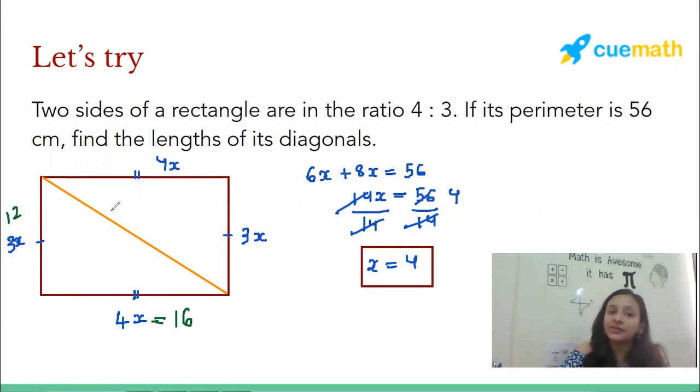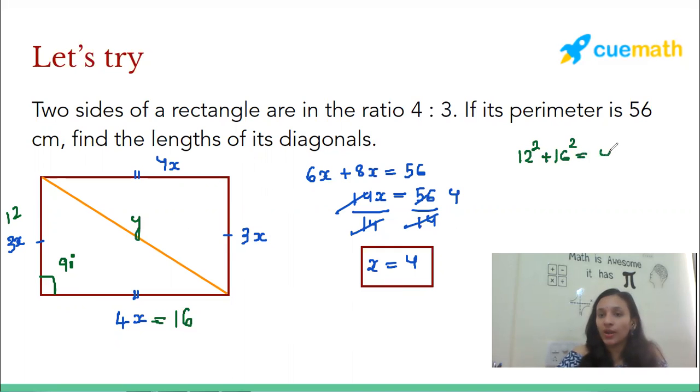Now, how would you find the length of the diagonal now? As this is always 90 degrees, this entire triangle, 12, 16, and this orange line, which is a diagonal, is a right angle triangle. So you can make use of the theorem which is the Pythagoras theorem. That basically tells you the sum of the squares of the 2 legs of the right angle triangle equals the square of the hypotenuse. So we take the unknown as, let's say, y. So 12 squared plus 16 squared is equal to y squared.